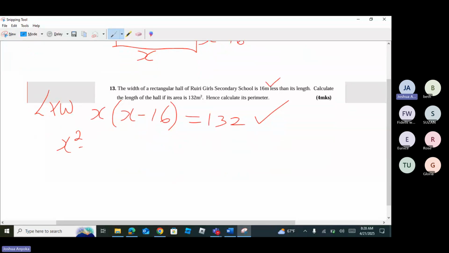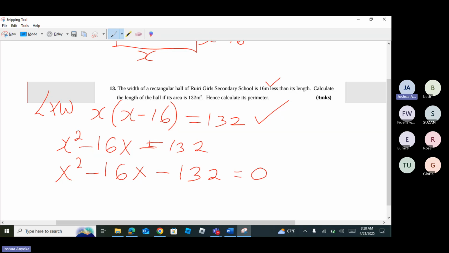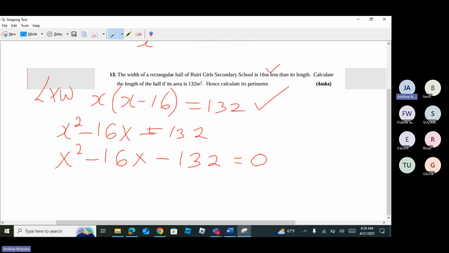X squared minus 16x is equal to 132. Rearrange: x squared minus 16x minus 132 is equal to 0. I want you to solve this one quadratically for the values of x. Get the sum, get the product. Sum is negative 16, product is negative 132. Two numbers you add, you get negative 16, and you multiply, you get negative 132.